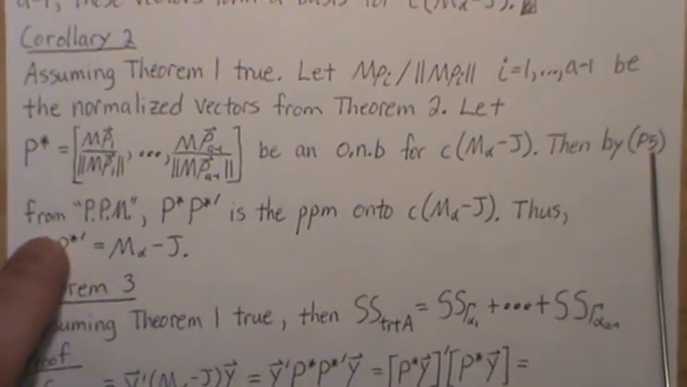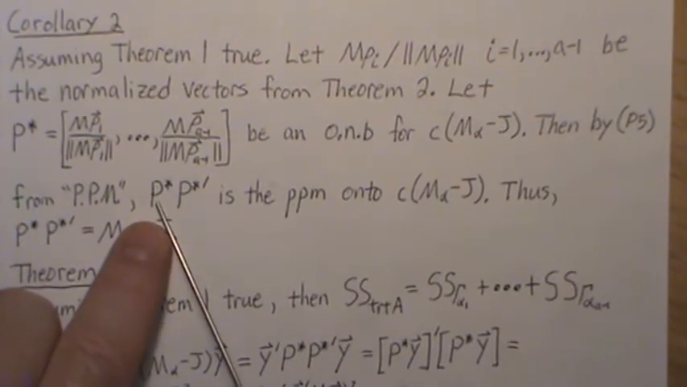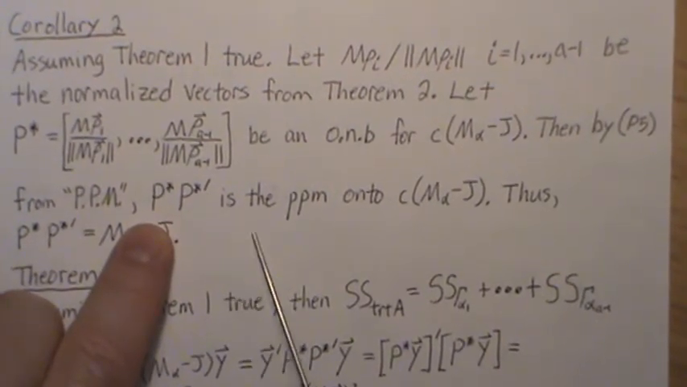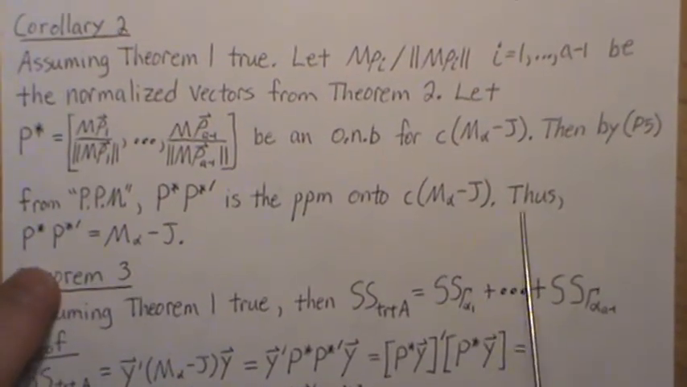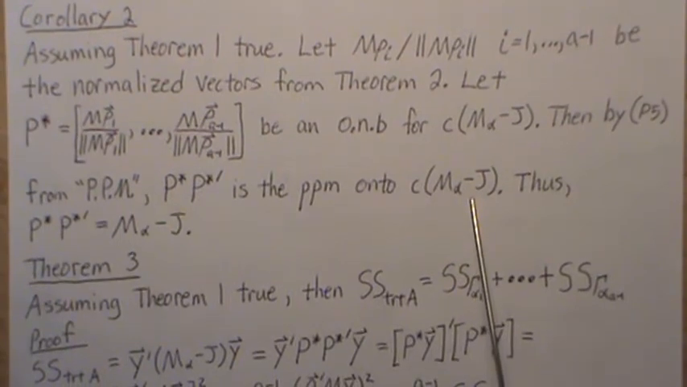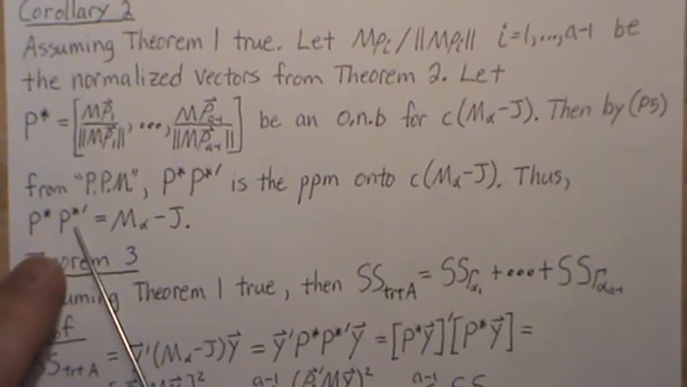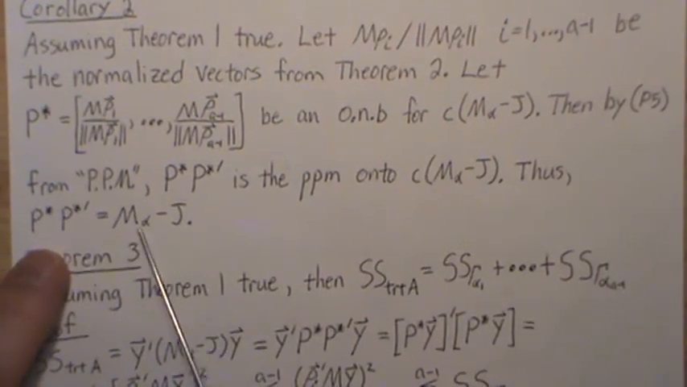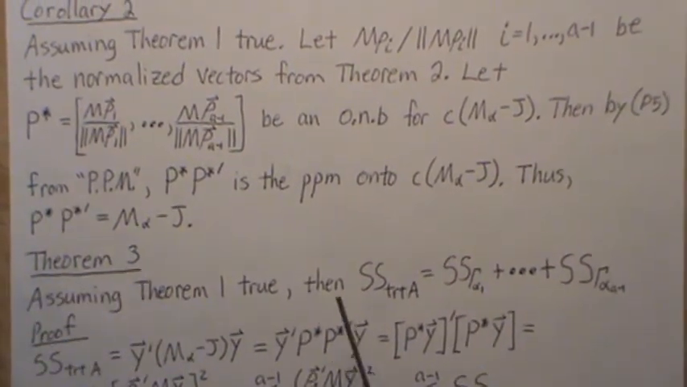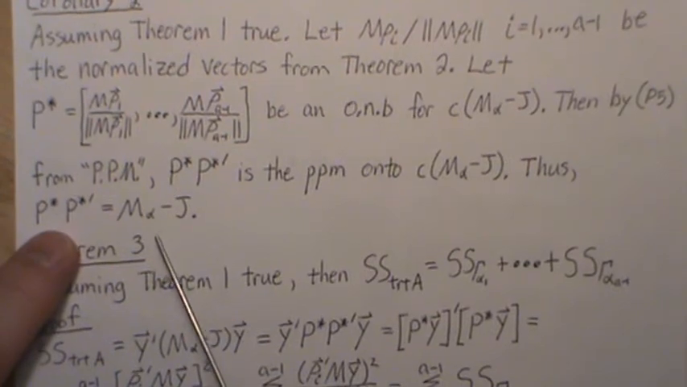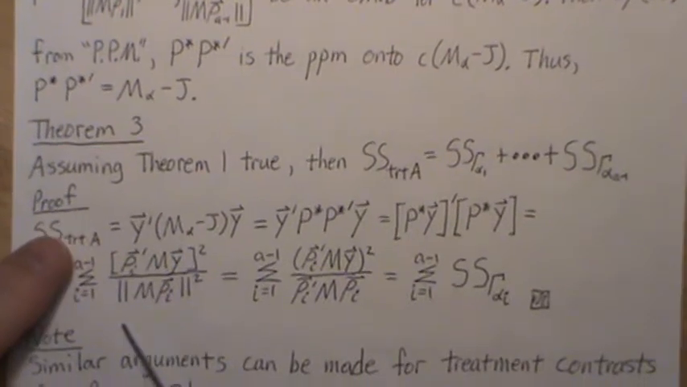Then by property 5 in a video that I have out called Perpendicular Projection Matrices, P star transpose is the perpendicular projection matrix onto this column space. But perpendicular projection matrices are unique. So thus, P star transpose has to equal this perpendicular projection matrix, which is the perpendicular projection matrix onto this column space. So that tells me that we're going to be able to break up the sum of squares for, say, treatment A. And that's what theorem 3 deals with.